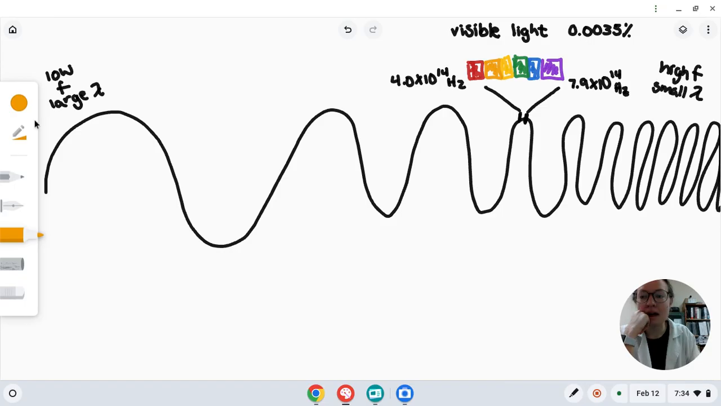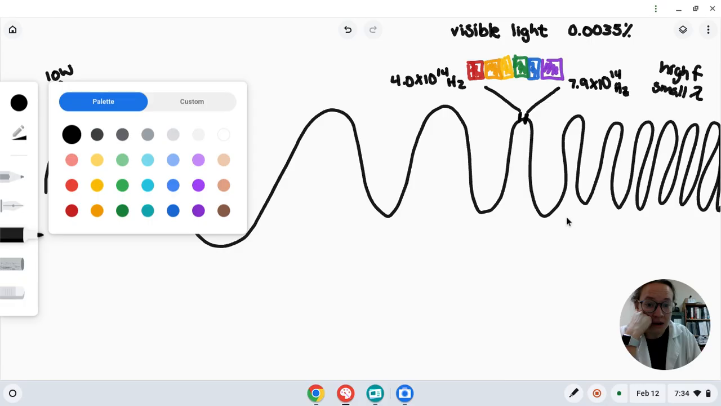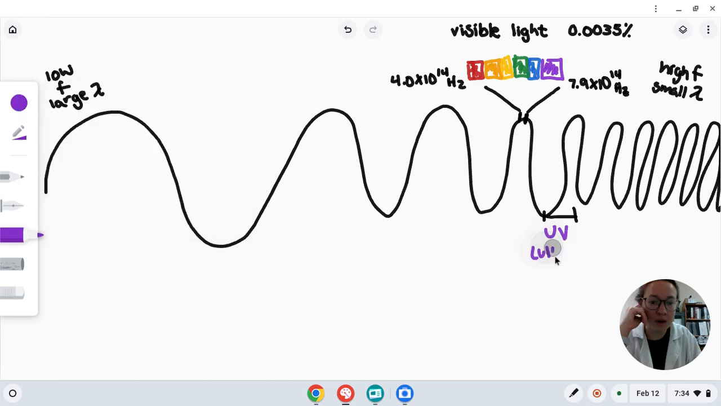Now, there are also frequencies of light that you can't see. Slightly above visible light, slightly above purple, we have a range of frequencies of light that we call ultraviolet light, or UV. Ultra here stands for above and violet stands for violet. Ultraviolet light is light that has frequencies just above that of violet. You can't see UV light, but you can certainly feel its effects.